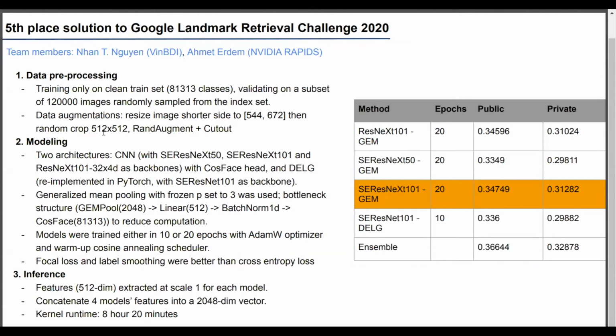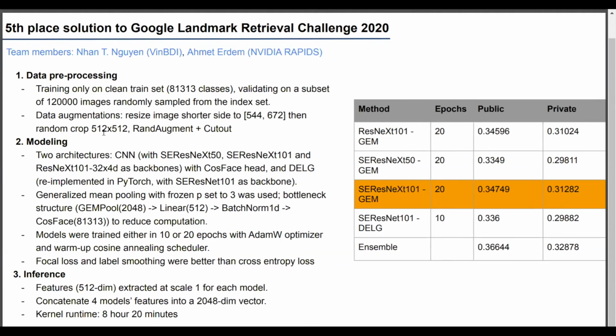On the modeling choices, because I use PyTorch for training models, I tried to convert the EfficientNets to TF 2.2, and I couldn't succeed. So that's why I just stuck with the ResNet and SE-ResNet variants for my backbones.